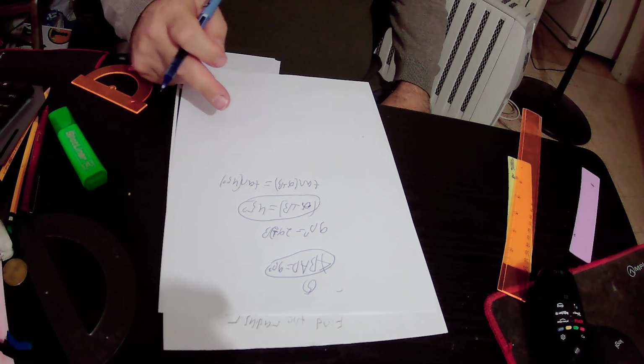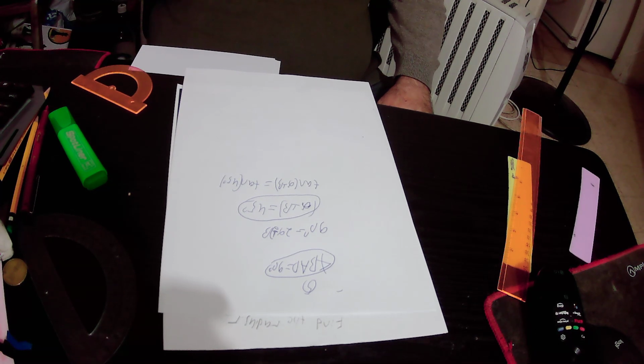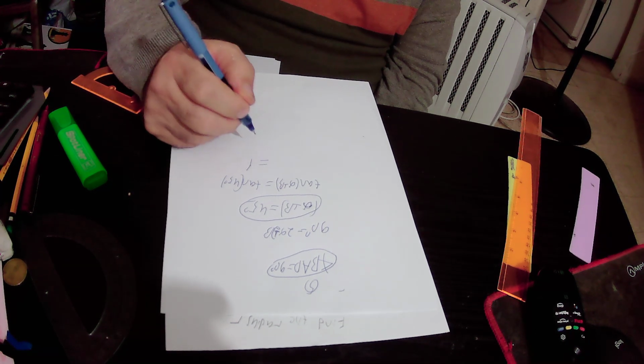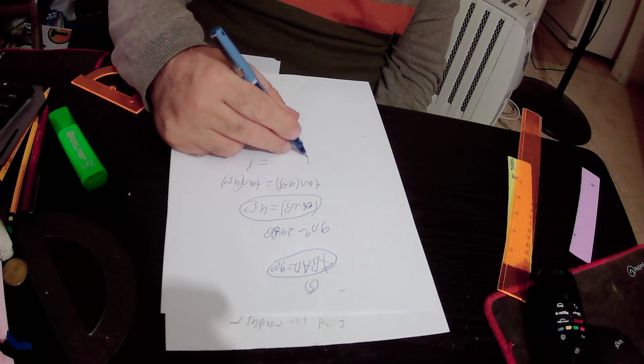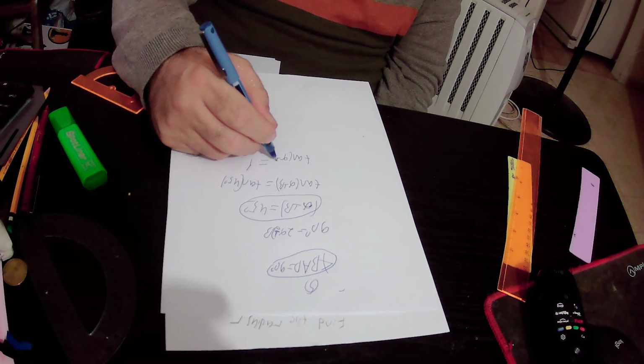But what is the value of tangent 45 degrees? The value of tangent 45 degrees is actually 1. And so tangent of alpha plus beta equals 1.